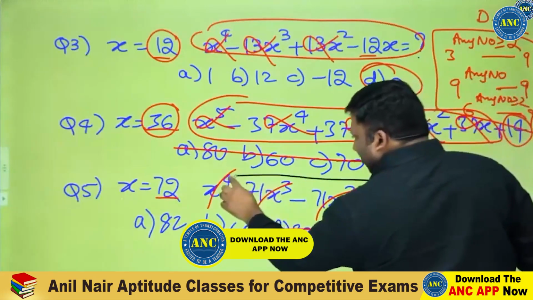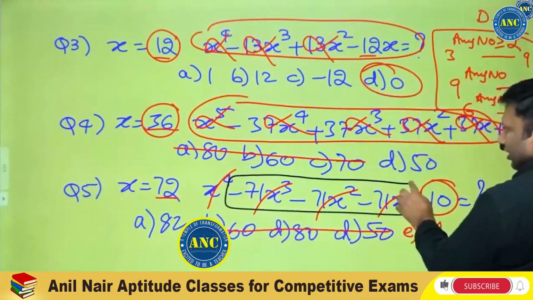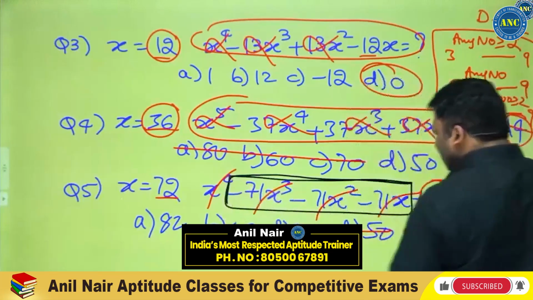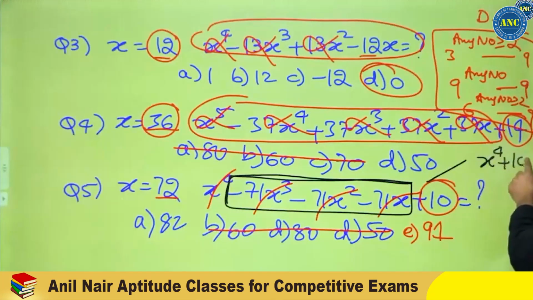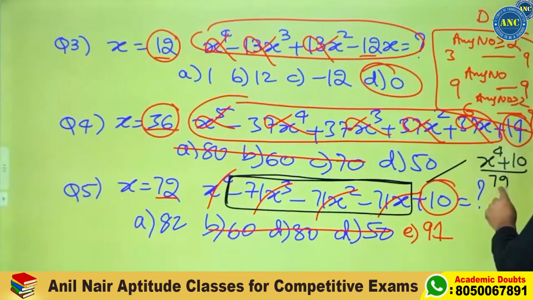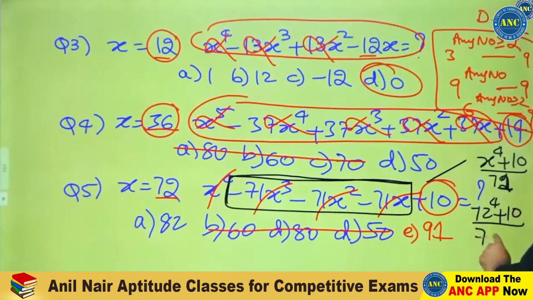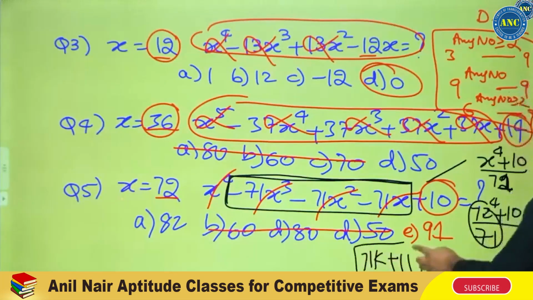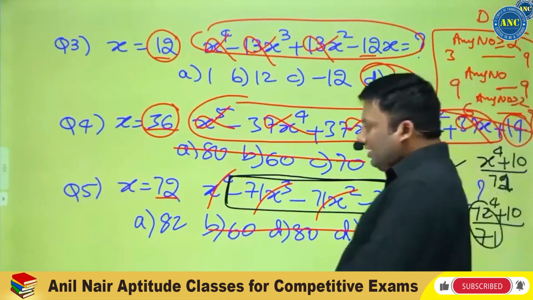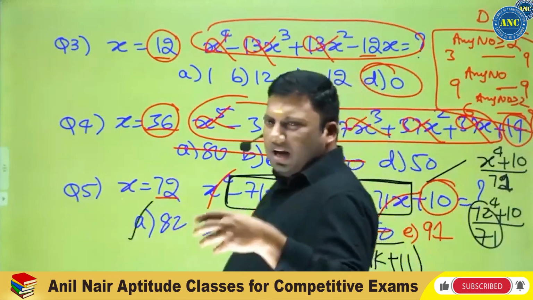These entire middle numbers are divisible by 71. Remaining, it is x power 4 plus 10 divided by 71. X is 72. 72 power 4 plus 10 divided by 71. 1 plus 10, 11. Answer when divided by 71, it should give a remainder 11.